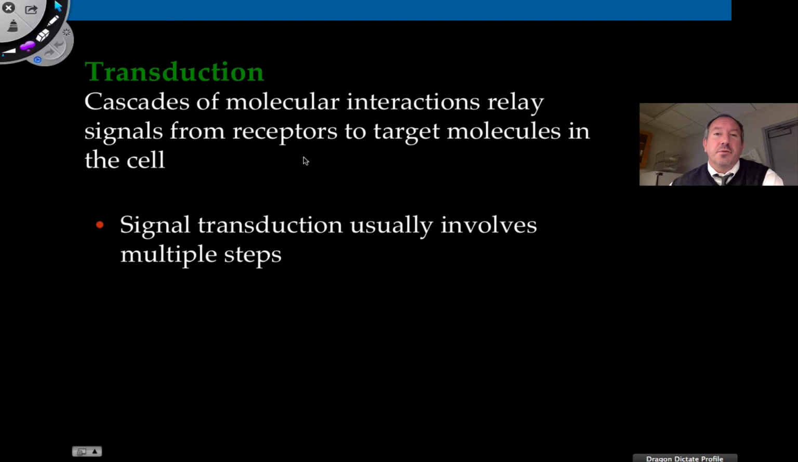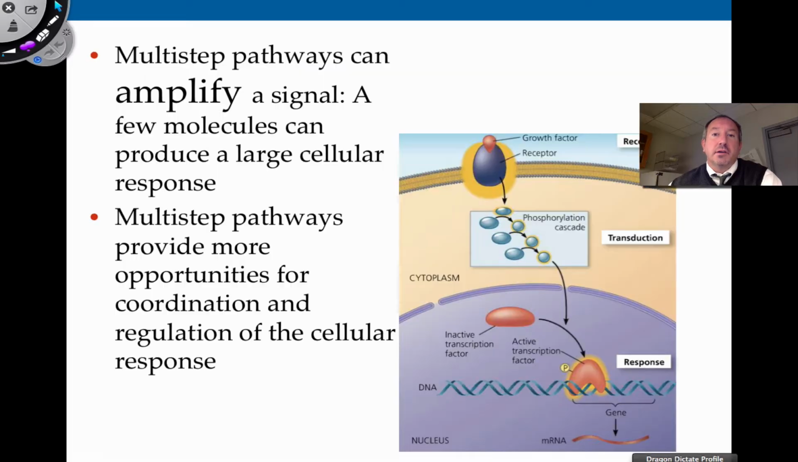And so, as I was saying, it's a cascade of molecular interactions on the inside of the cell, but it starts from a signal from the outside, and that's picked up by a receptor. And then the signal transduction pathway, which involves a few steps, will amplify and regulate, as we shall see, the cellular response. And so let me give you just a simplistic, believe it or not, a simplistic example of this.